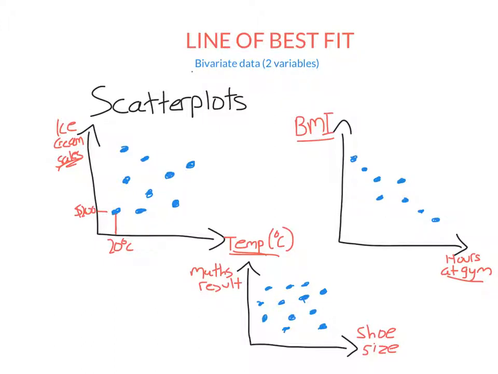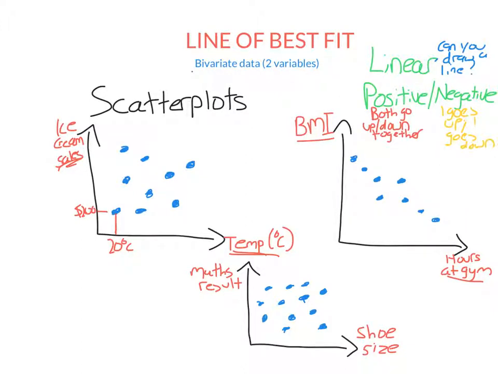So what we want to be able to do with these scatter plots is comment on the relationship. Firstly, we want to decide whether or not the relationship is linear, and if there's a relationship, is it a positive relationship or negative? So firstly, let's look at whether or not the relationships are linear. Linear means you can draw a line through the data points. For the second one, BMI and hours at the gym, that's very strongly linear. I can easily draw a line through the observations. So it's very clearly a linear relationship.